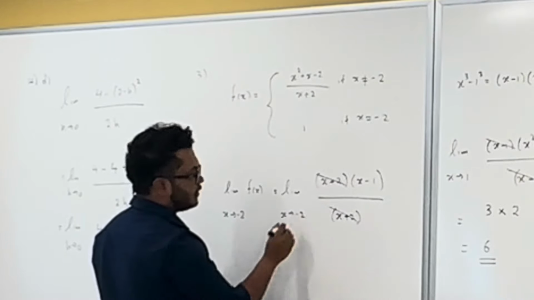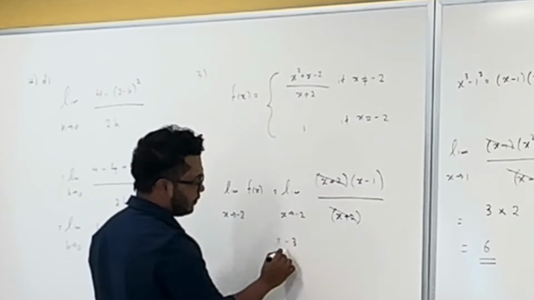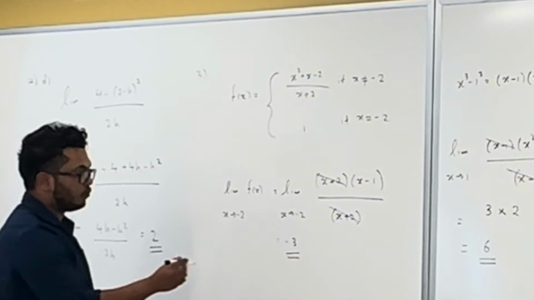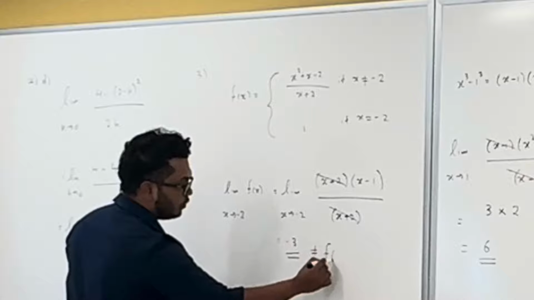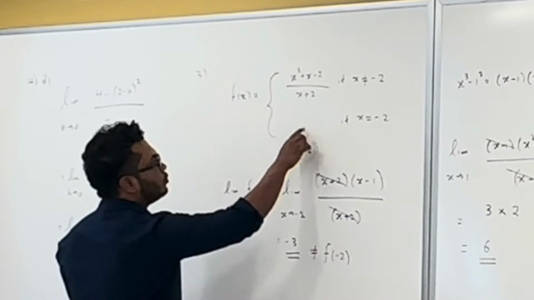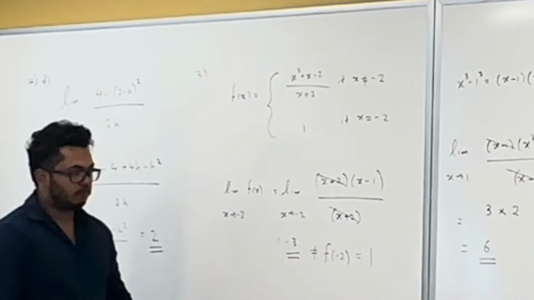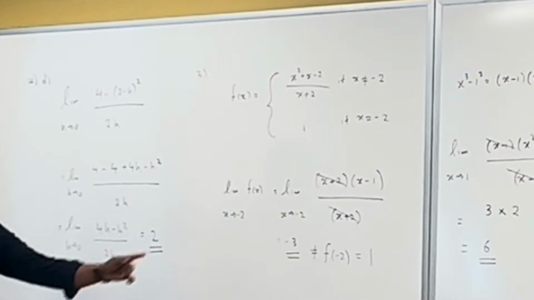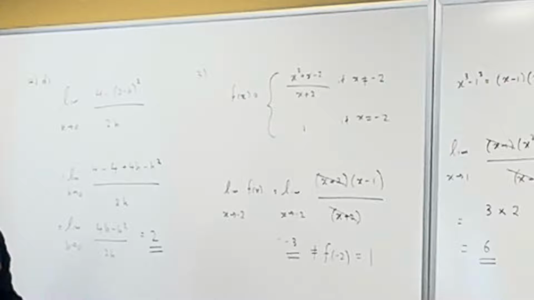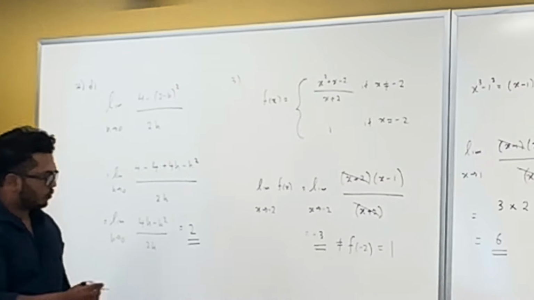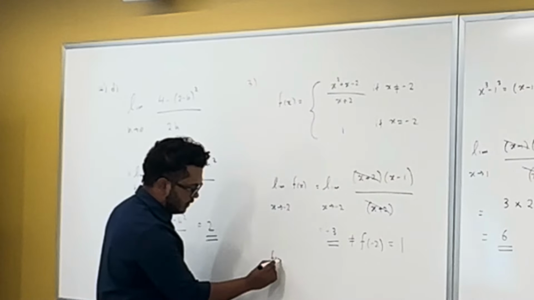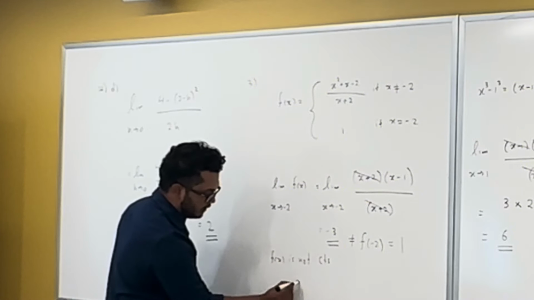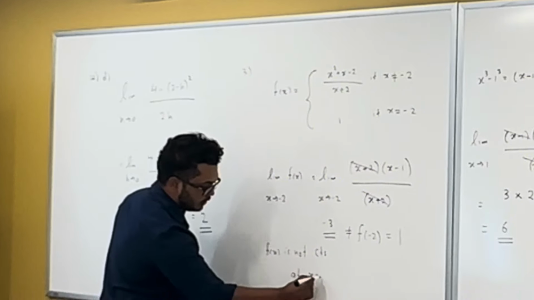So I can plug in minus 3, I get minus 2 minus 1. Minus 2 minus 1 is minus 3. So this is not equal to the function value at minus 2. The function value at minus 2 is 1. So the limit of the function when x goes to minus 2 is not equal to the function value. So I can say f(x) is not continuous at x equal negative 2.